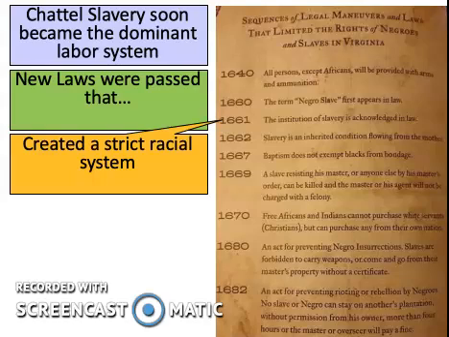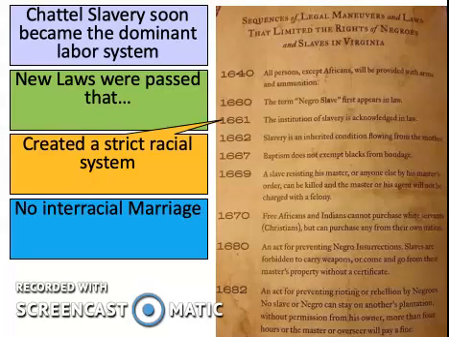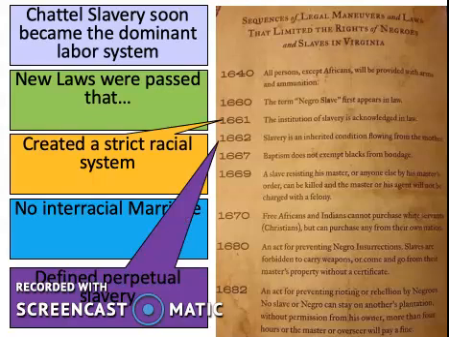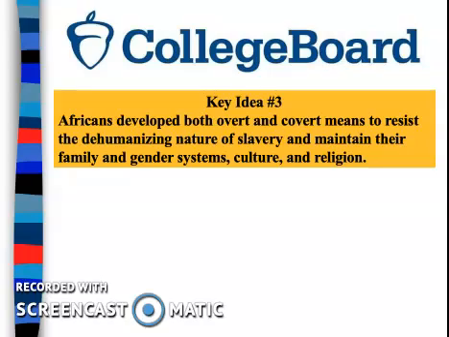All right. For instance, in 1661, the institution of slavery is acknowledged in law. They ban interracial marriage. And then we also see perpetual slavery. So for instance, in Virginia in 1662, we see that slavery is an inherited condition flowing from the mother, which means that not only was the mother enslaved for life, but her children would be enslaved for life, and their children, children after them. Which brings us then to key idea number 3.